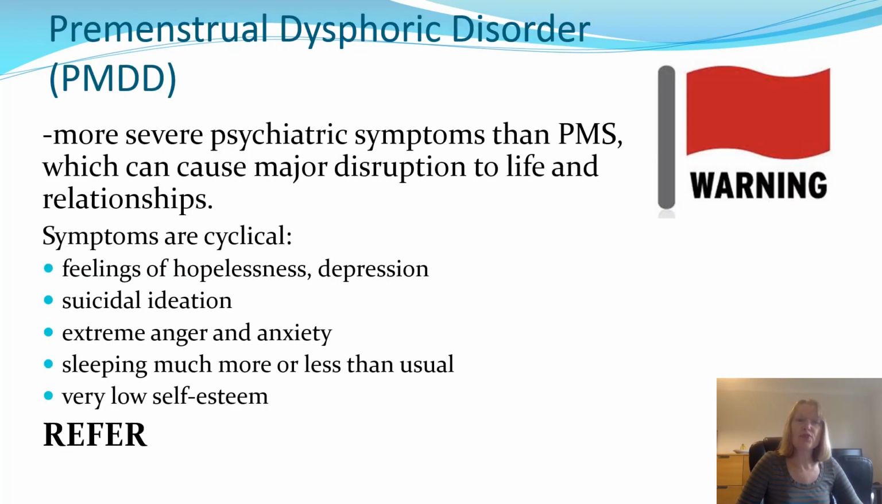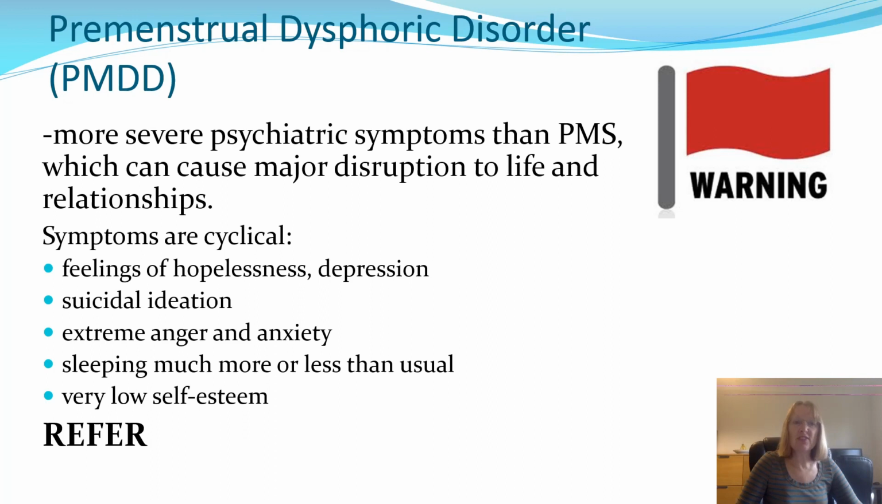So there's also a much more severe version of premenstrual syndrome, which is premenstrual dysphoric disorder, PMDD. And this is much more severe psychiatric symptoms. And again, it's going to be cyclical because it's related to the cycle, but it can really disrupt the life of the person that has it and ruin their relationships.